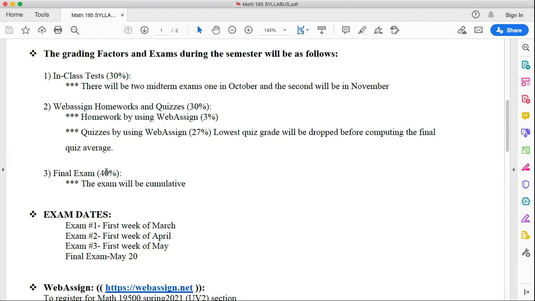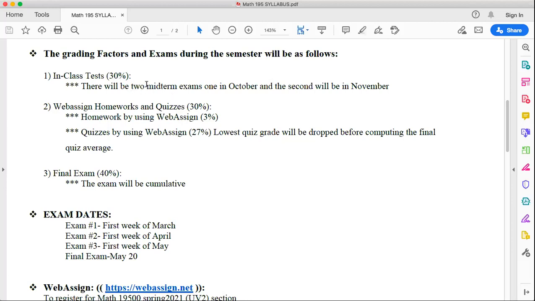About the final exam, it has 40%. It is a cumulative exam. That means it will cover every single section we do in the class lecture. The final has 40%. Homework and quizzes 30%, and the tests 30%. We give 3 tests.